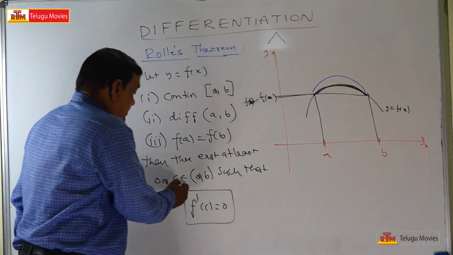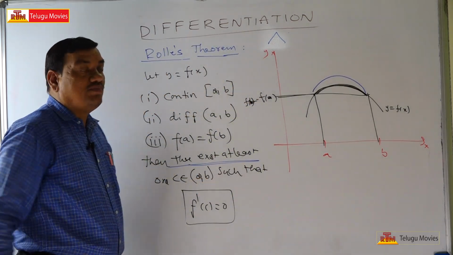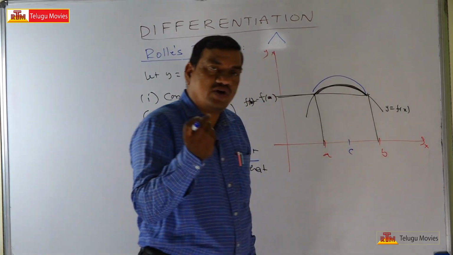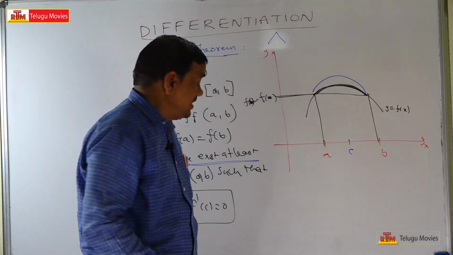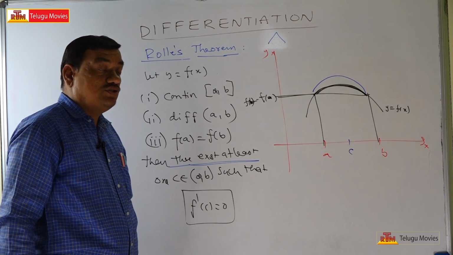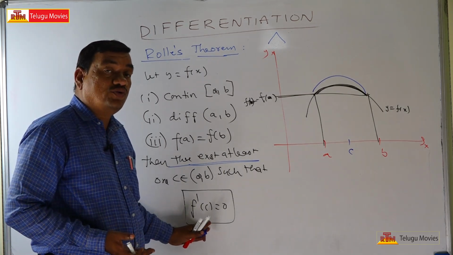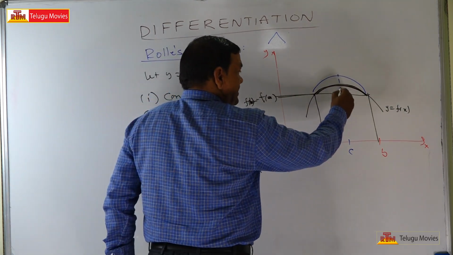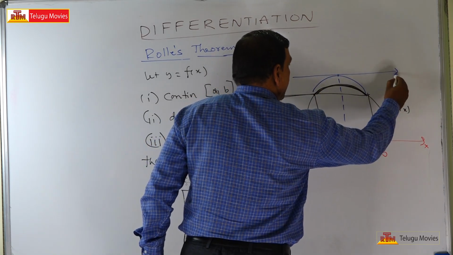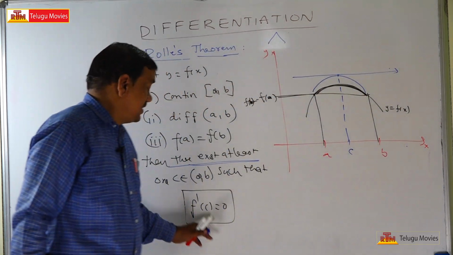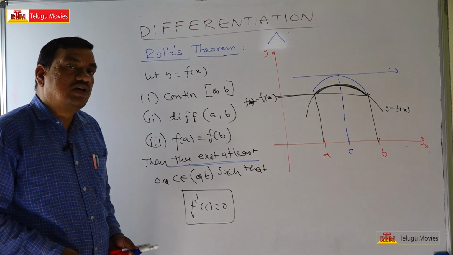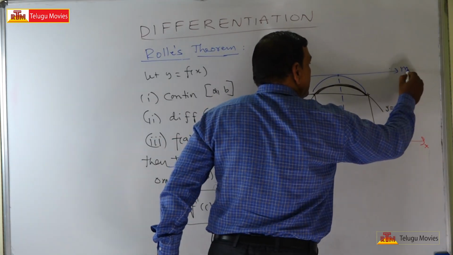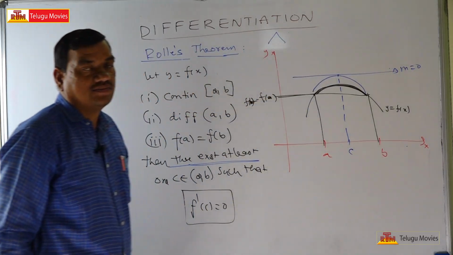Then he is saying there exists at least one c belongs to (a, b) such that f dash of c is equal to 0. F dash of c means what? First derivative means it is nothing but the slope of the tangent at c. That means at c, you can draw a tangent parallel to the x-axis. Slope of the tangent at c is equal to 0 means you can draw a tangent parallel to the x-axis.